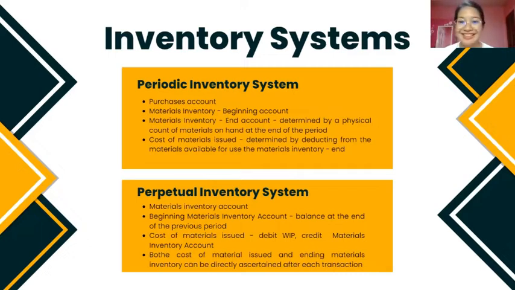So, both cost of materials issued and ending materials inventory can be directly ascertained after each transaction. So that is for perpetual inventory system. So I hope you are familiar with the two.